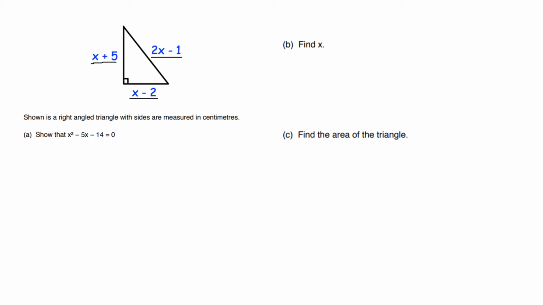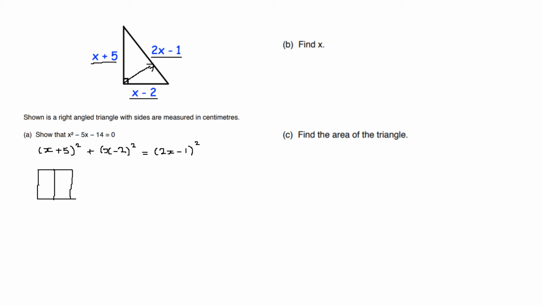And remember, the hypotenuse is always the side that's opposite the right angle. It's the longest side. So we're going to have (x + 5)² + (x − 2)² = (2x − 1)². And remember that when we expand brackets, we always use boxes. Brackets means boxes.